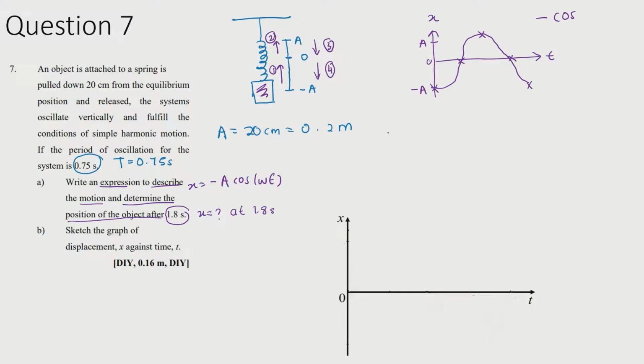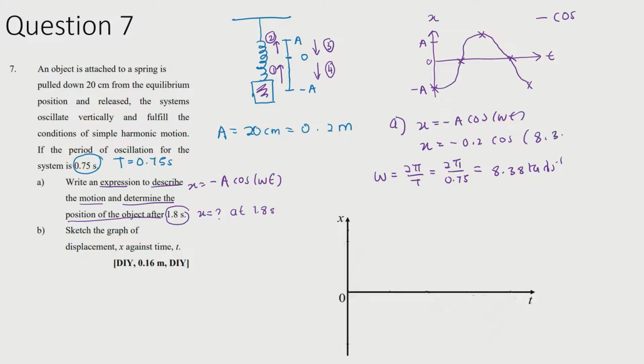So, untuk A ni, kita akan compare lah. x equals to negative A cos omega t. Amplitude kita berapa? Amplitude kita adalah 0.2 meter. Omega, kita tahu ke tak? Kita tak tahu, tapi kita boleh cari. Kita tahu period kita. Jadi, omega equals to 2 pi over T. Jadi, 2 pi over 0.75 which will give you 8.38 radian per second. So, ganti awak punya angular velocity dengan 8.38 t. So, this is your expression to describe the motion.